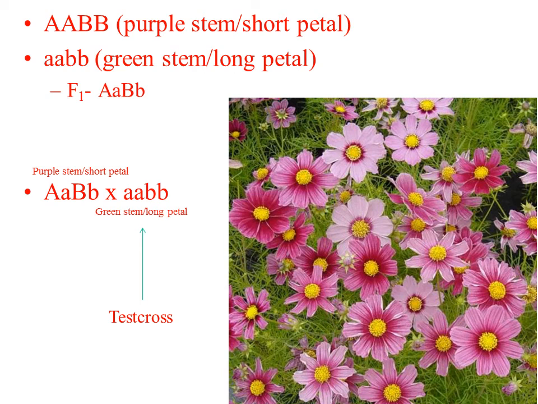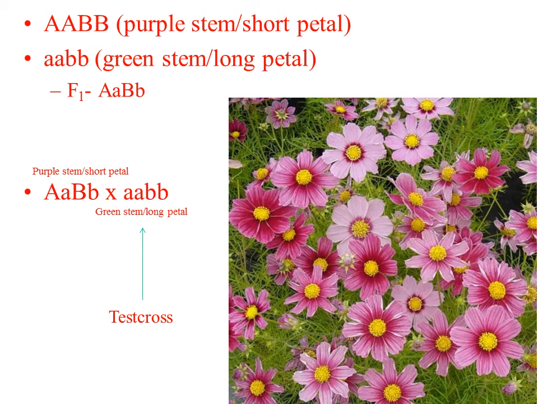This is an example that we will use to test our chi-square analysis. We have two homozygous individuals that are going to be crossed. They are homozygous for two genes. The first one is big A, big A, big B, big B. That is purple stem, one gene, and short petal, the second gene. We're going to cross that individual flower with another flower that is homozygous recessive for both genes. The genes are green stem and long petal.